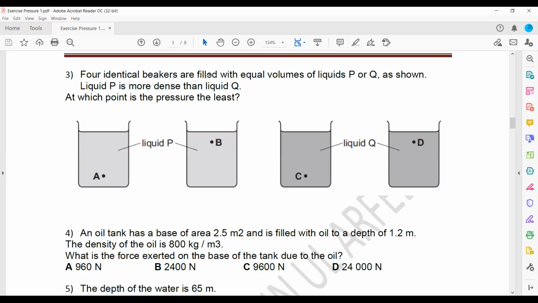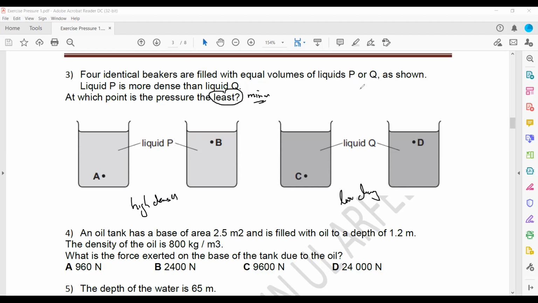Four identical beakers are filled with equal volume of liquid P and Q. Liquid P is more dense, so this is a high density liquid, and liquid Q is low density. At which point is the pressure least, minimum?